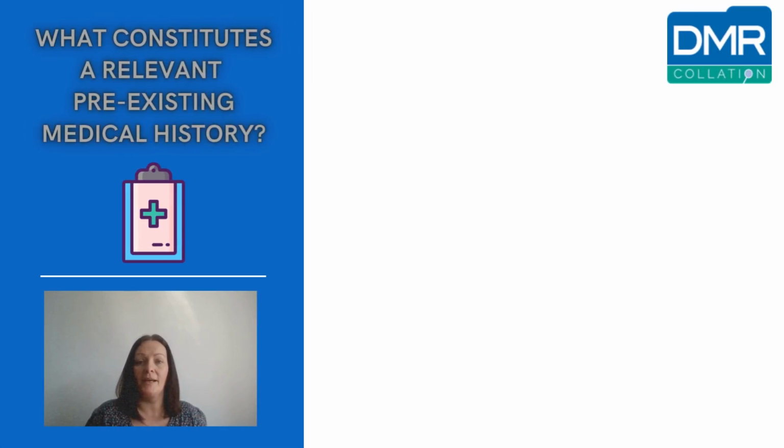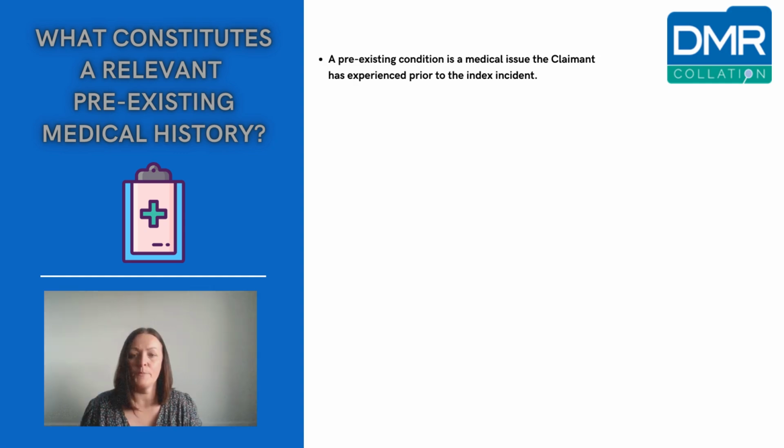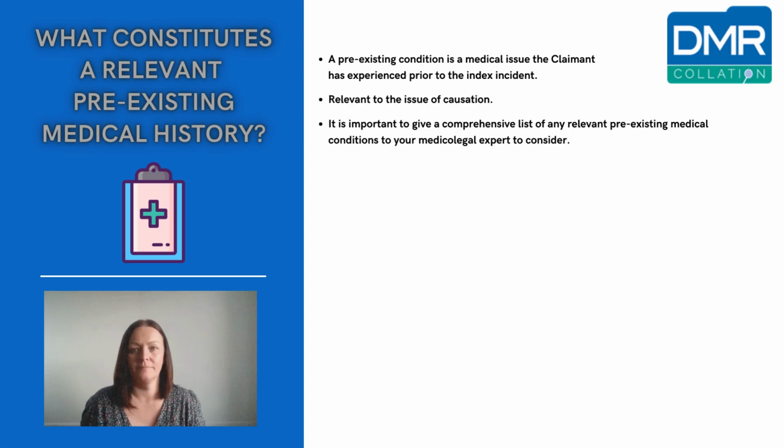Next, we will be looking at what constitutes a relevant pre-existing medical history. A pre-existing condition is a medical issue the claimant has experienced prior to the index incident. This includes chronic conditions such as diabetes and asthma, or one-off symptoms like elbow pain. A pre-existing condition is when you've had symptoms, medication, advice, treatment, or tests in relation to the same.